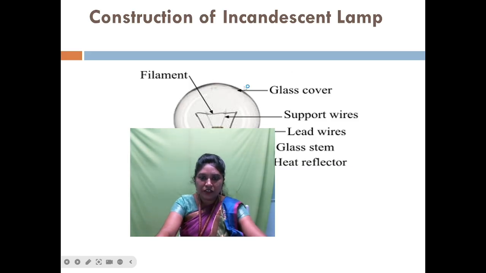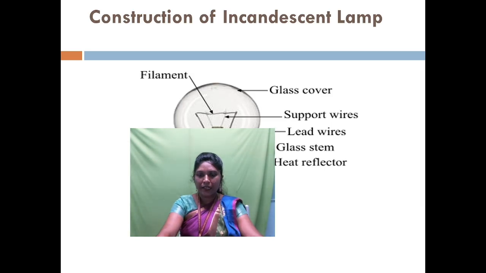The construction is as follows: the outer layer is covered with a glass cover, and inside we have the filament made of tungsten, along with supporting wires. There are two supporting wires and two lead wires. The two lead wires are connected to the exterior for providing the supply. Here we have a glass stem and heat reflector. Inside the glass we fill inert gases. What are the inert gases? Xenon and argon. These are all inert gases that are filled inside the glass cover.